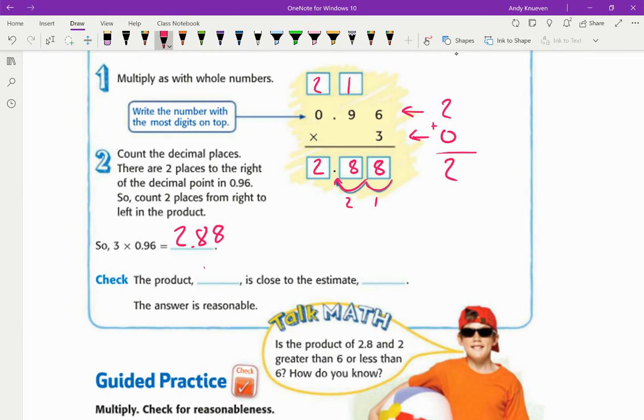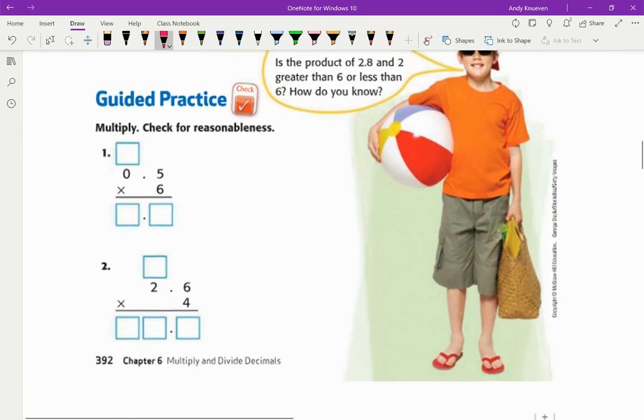So the product, 2.88, is close to our estimate of 3. So yeah, our answer checks out. All right, let's do a couple more.